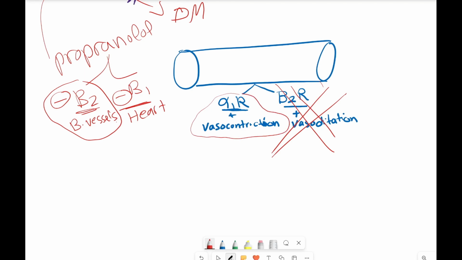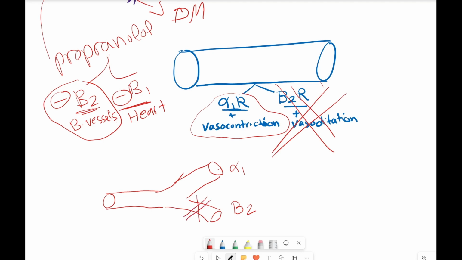If you like to remember the situation, I always try to represent that with a main river. We have a main river, then we have two branches. This branch is alpha 1 and the other branch is beta 2. And your medication blocks the beta 2 branch. What happens to alpha 1? There will be enhanced flow, enhanced activation of alpha 1, and the result will be vasoconstriction.